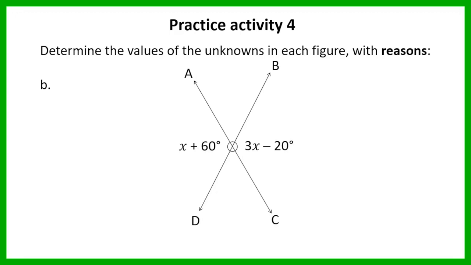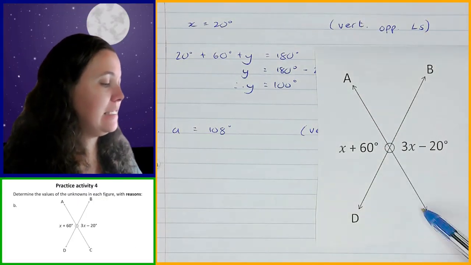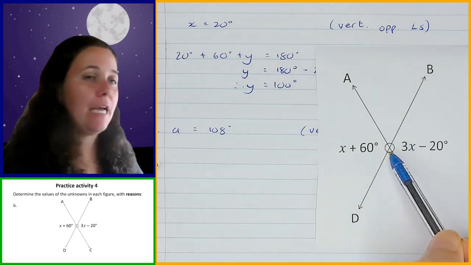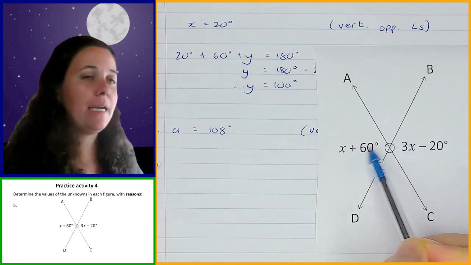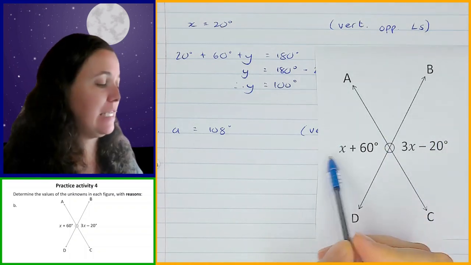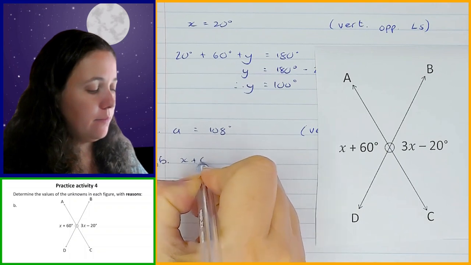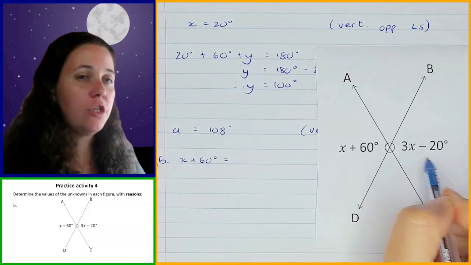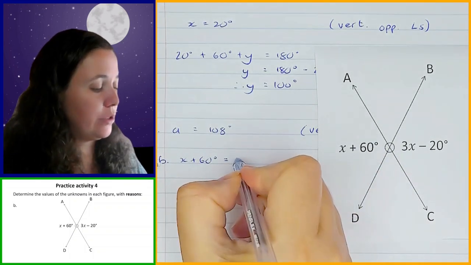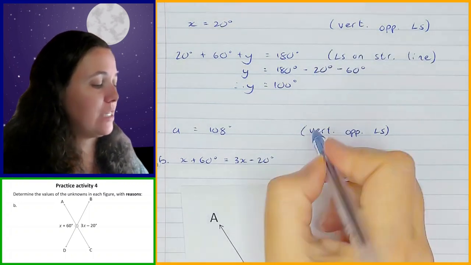Okay, so let's see what you got for that example. Here we've got AC intersecting BD at the point O. These two angles are vertically opposite each other, so they are going to be equal to each other. So I can say X plus 60 degrees is equal to 3X minus 20 degrees. And my reason is vertically opposite angles.